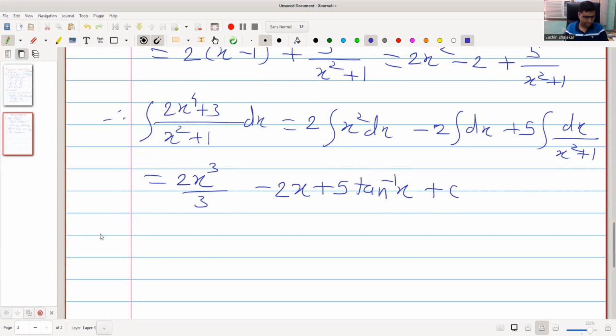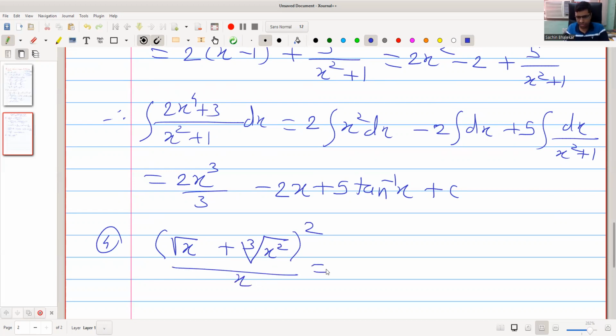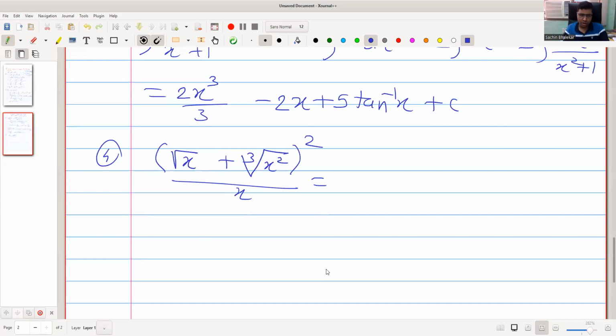Next example is number 4. It is square root x plus cube root of x square bracket square divided by x. Okay, it looks difficult, but it is not. So what we can write, we need to simplify.